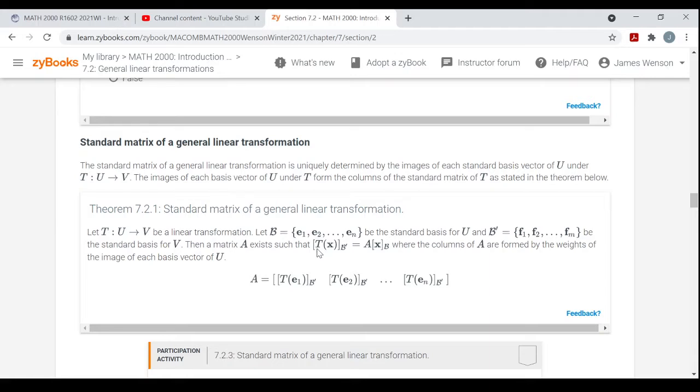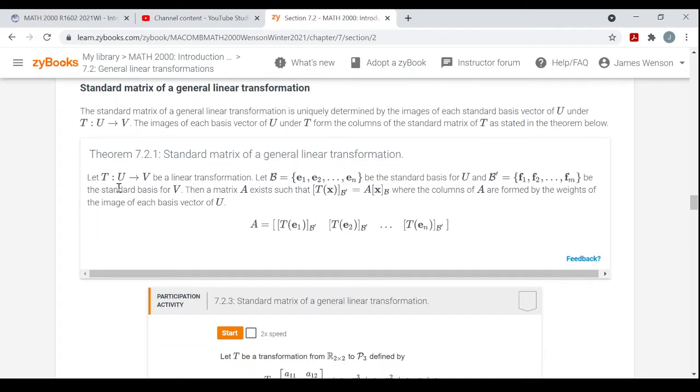Okay. So I'll read through this. Hopefully it makes some kind of sense, and hopefully it makes more sense when I actually go through an example or two. So the standard matrix of a general linear transformation is uniquely determined by the images of each standard basis vector of the domain U under the transformation. The images of each basis vector of U under T form the columns of the standard matrix of T. Well, they should say the coordinates of the images relative to a basis for V, but we'll see all that in a second.